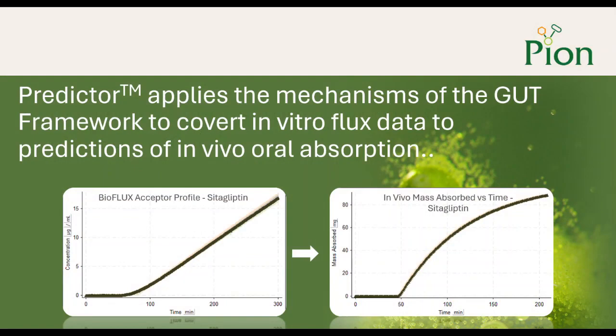Based on the Gastrointestinal Unified Theoretical Framework, or GUT, Predictor software will directly convert in vitro flux profile data from microflux, miniflux, or bioflux experiments into estimations of the fraction of the dose absorbed in humans.